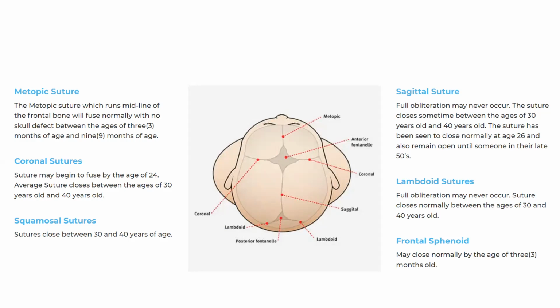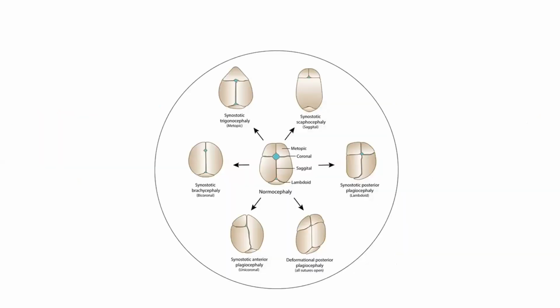And the lambdoid suture, full obliteration will never occur. The suture closes normally between 30 and 40 years of age. And the frontosphenoid will close normally by the age of 3 months. So these are the abnormalities that can occur from premature closures.